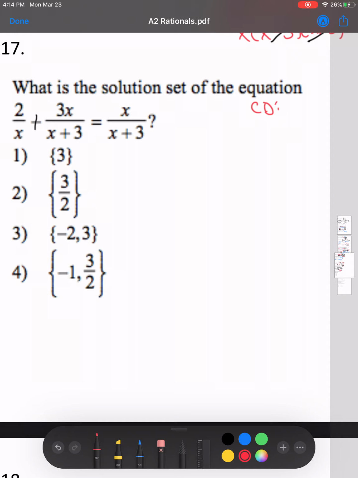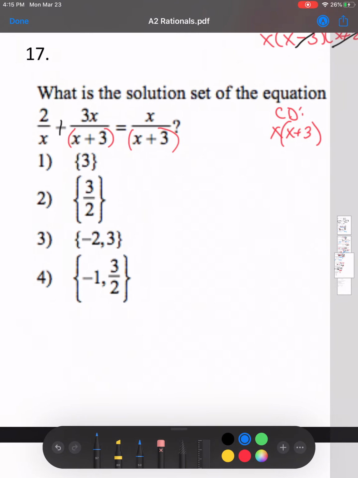In order to get your common denominator, you try to factor all the denominators first. X stays the same. We package up the x plus 3 because we can't factor it. So we got those. Our common denominator will be the x that's not in parentheses, because it's different from the x that's in parentheses. So our common denominator is x plus 3. I'll now need to make everybody have that common denominator. First fraction gets multiplied by x plus 3 over x plus 3. Second fraction is x over x, and so is the third.